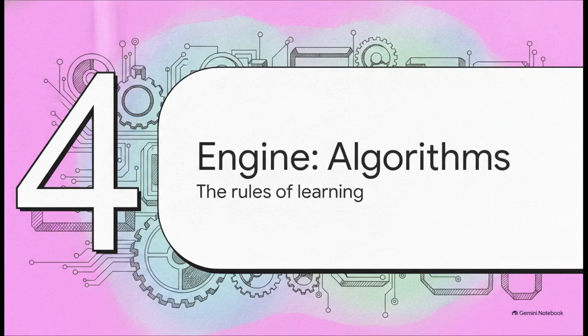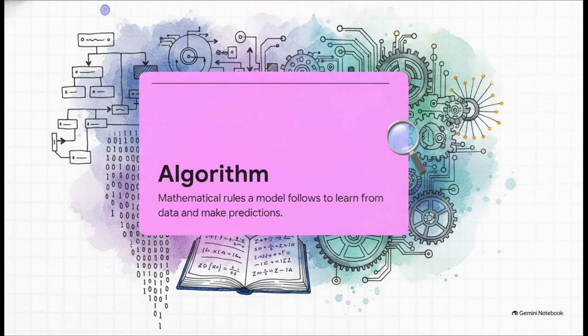Section 4. The engine, algorithms. Okay, going one layer deeper, an algorithm is quite simply the set of mathematical rules or instructions that a machine learning model follows to actually learn from that data and make its predictions. This is the raw logic engine that's making the decisions inside our ML subsystem.